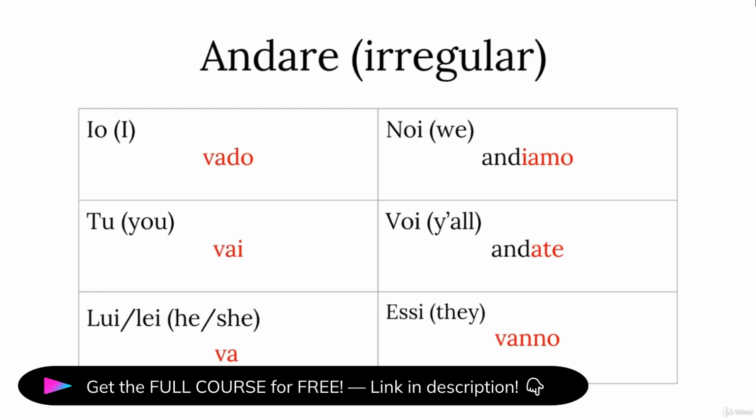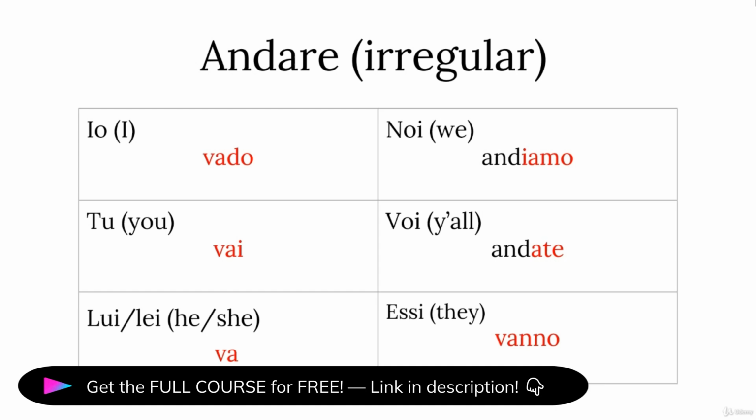Then we have andare. Andare, as in English, is an irregular verb. So even though the verb root should be and, the first conjugation is io vado. So it's completely different. Okay? Io vado, tu vai, lui, lei va.